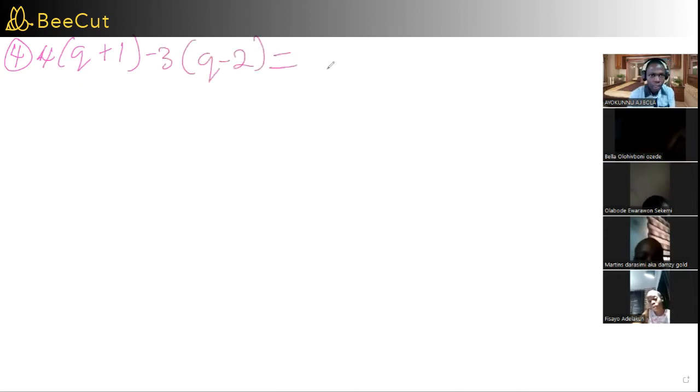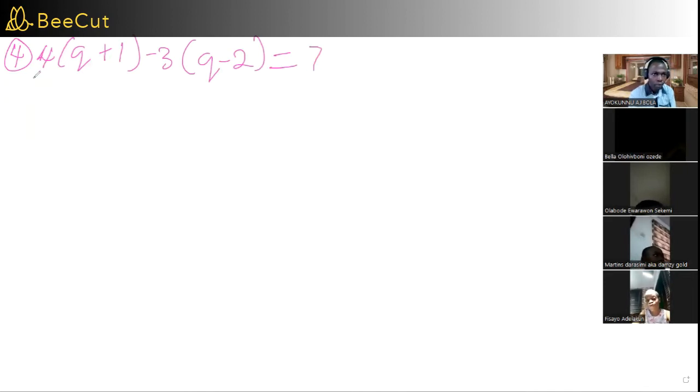Then this one is now having an equation sign. All the ones we have been solving are expressions. There is no equation sign in the question. But this one now, the question comes with an equation sign and it says it's equal to 7. So that means we must find our q.